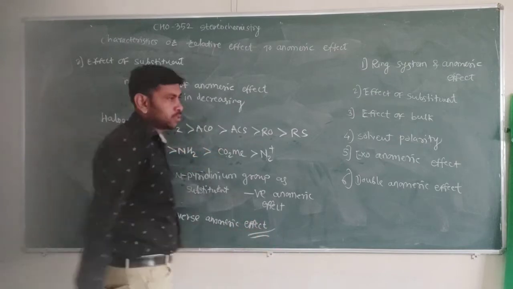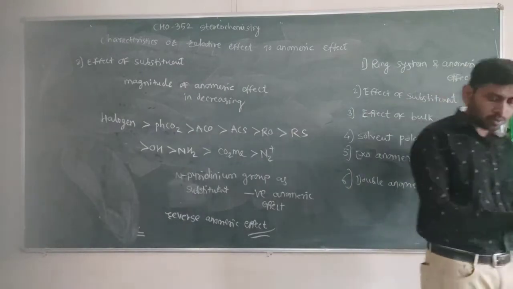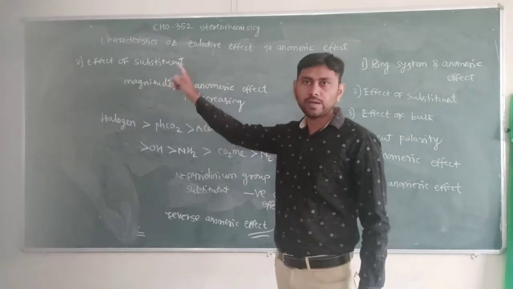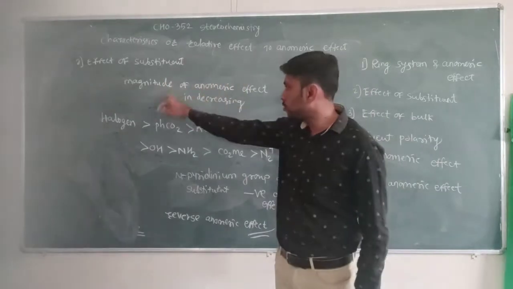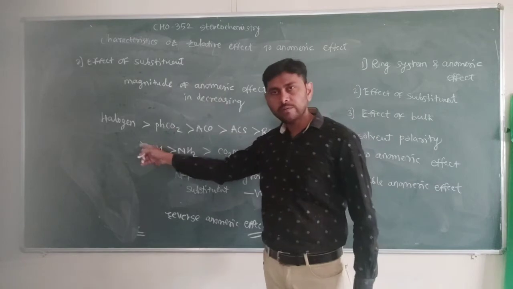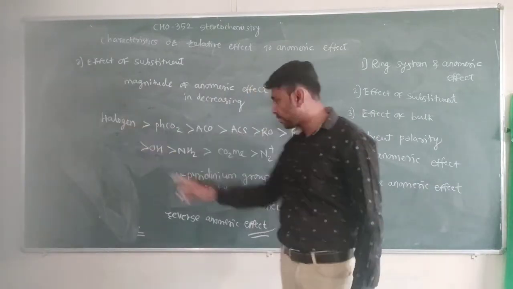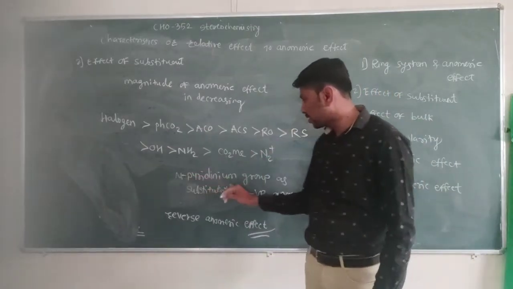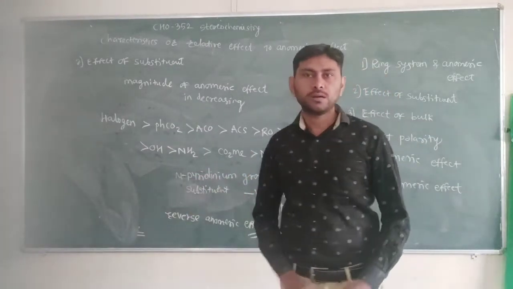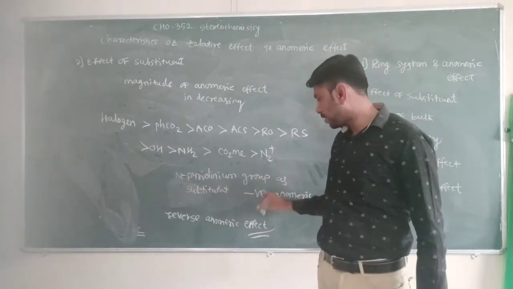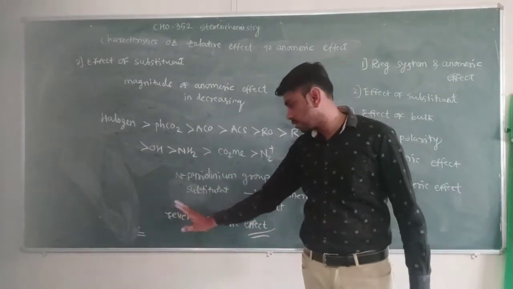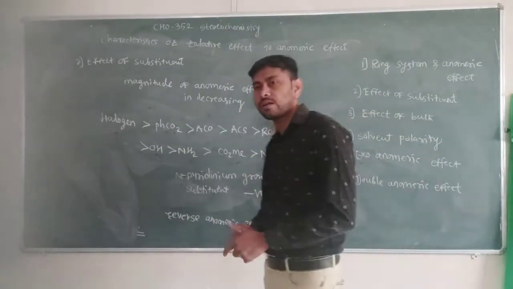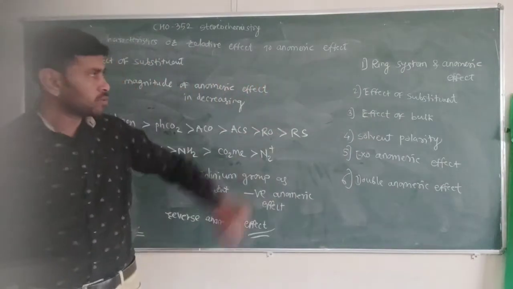So the nature of the substituent is very important while considering the anomeric effect. The magnitude of the anomeric effect decreases in this order. Halogen has the highest anomeric effect, then N2 plus has the lowest, and when there is an N-pyridinium as a substituent, the effect goes negative, and this is also called the reverse anomeric effect. So this is about the effect of substituent.